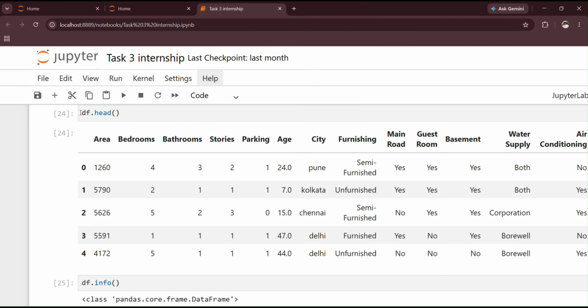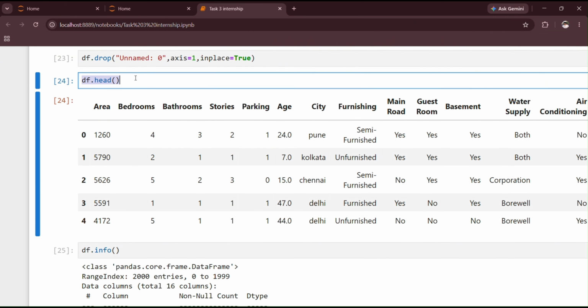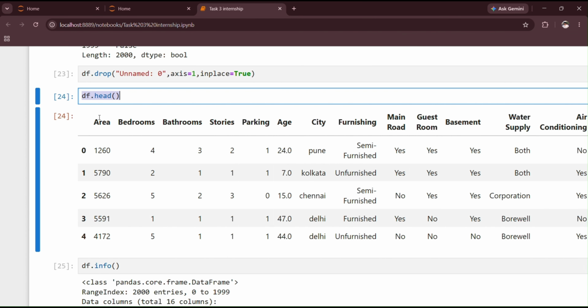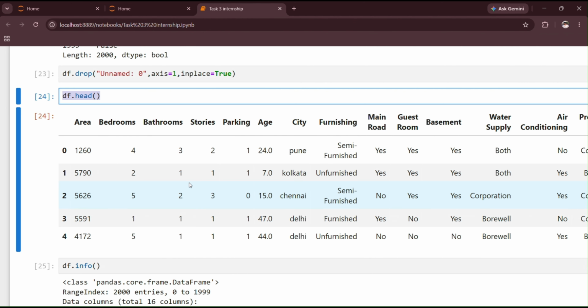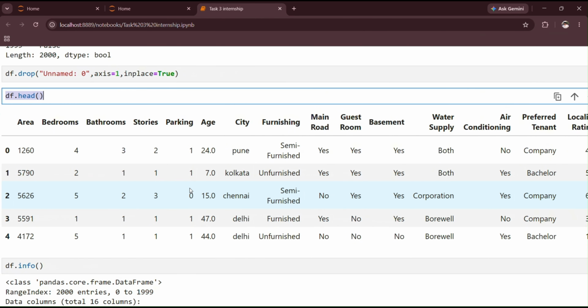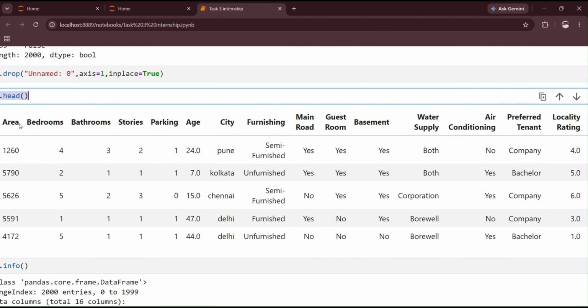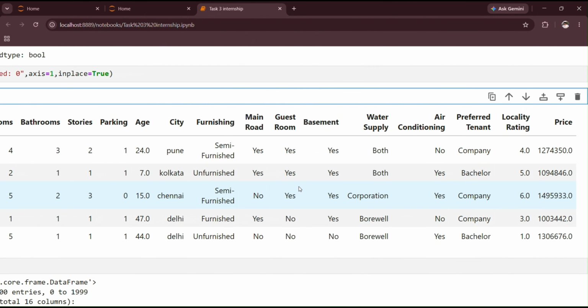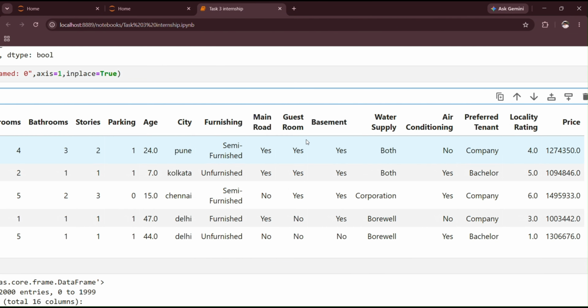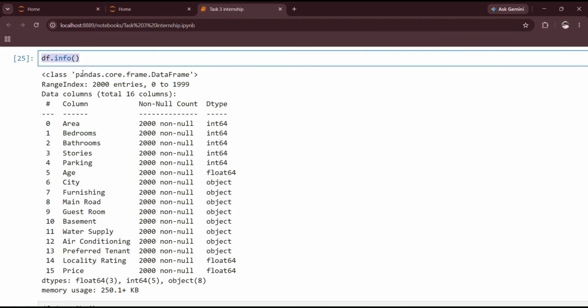Now, let's use head(). This displays the first 5 rows of our dataset. It's one of the quickest ways to understand how data looks after loading it. From here, we can quickly identify the column names and get a basic idea of the values stored in each column. Now, I will use info().